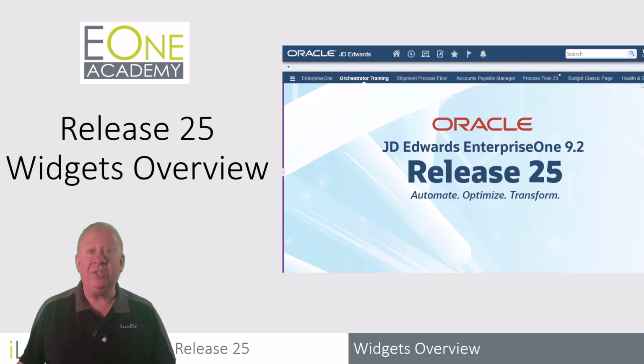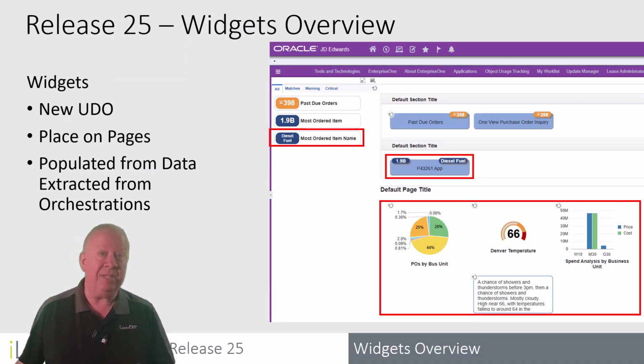In this video, we are going to talk about one of the newest enhancements to Release 25, which is the use of widgets. A widget is a new component that appears inside of a composed page in the form of either a tile or a graphical chart. This feature, being a UDO, is directly connected to the use of an orchestration inside the Orchestrator Studio. So we're going to take a look at some of those different types of widgets that can be created with the use of this new powerful tool.